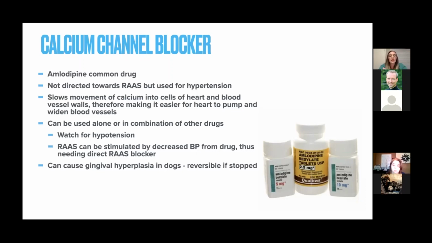A side note, I'm sure a couple of you have seen weird gingival growths on dogs that you may notice are on amlodipine. This is called gingival hyperplasia. It is reversible if the drug is stopped. I'm unsure why it happens, but it's gross. I'm not sure it really does anything, but I'm sure it's unpleasing to the eye and for the owners as well.